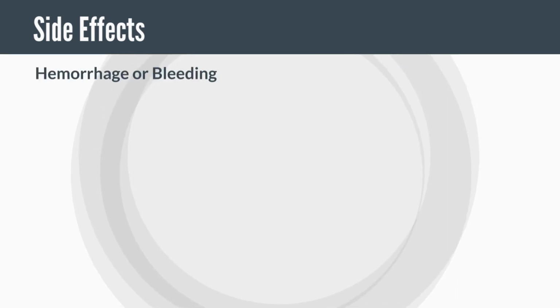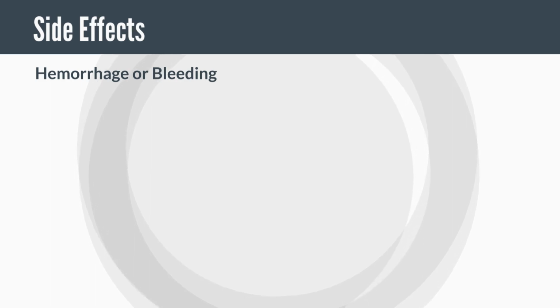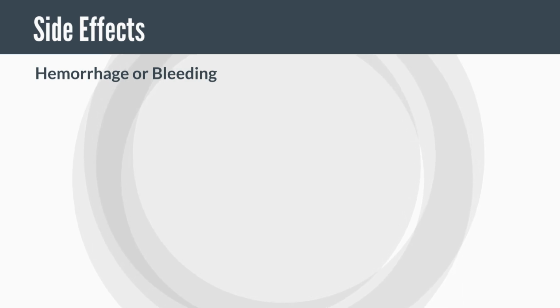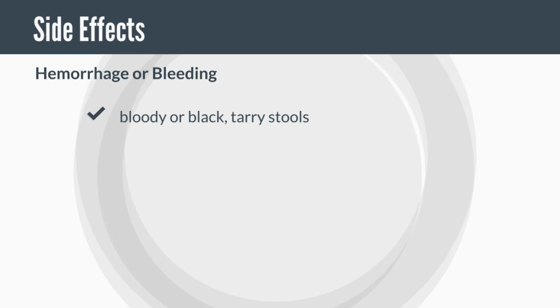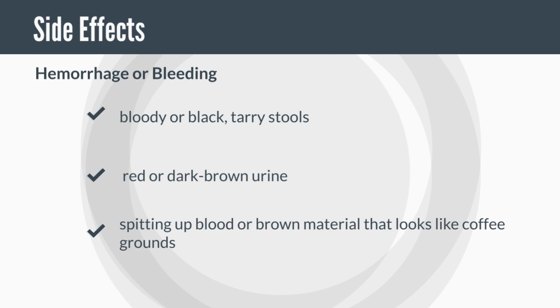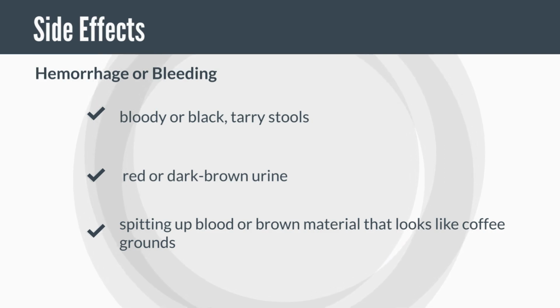When it comes to side effects, the biggest concern, as expected, is hemorrhage, or bleeding. And so it is highly recommended that anybody taking Xarelto, or any other anticoagulant for that matter, should be very familiar with the potential signs of internal bleeding. These include bloody or black tarry stools, red or dark brown urine, spitting up blood, or brown material that looks like coffee grounds. If any of this is observed, it is highly recommended to seek medical attention immediately.